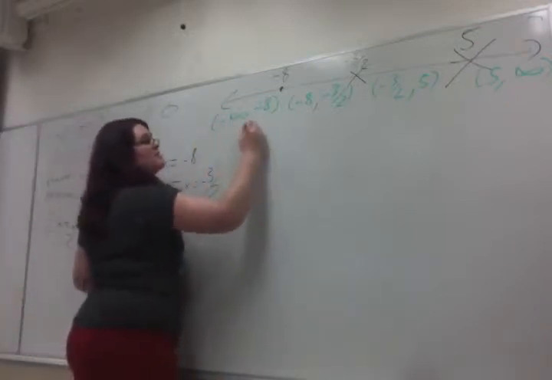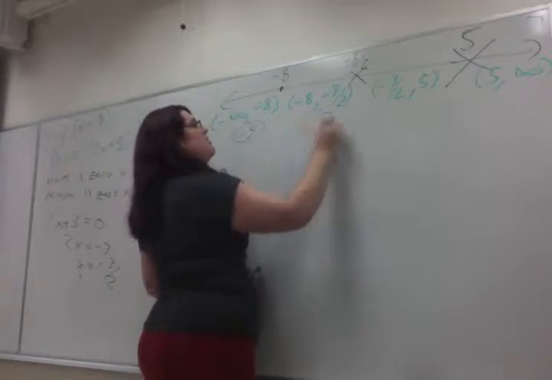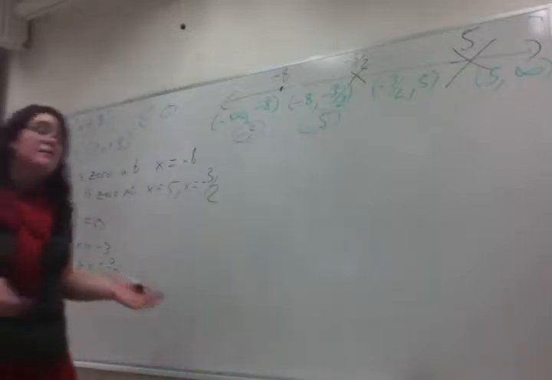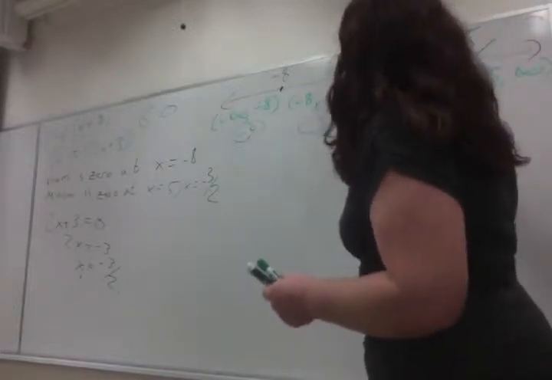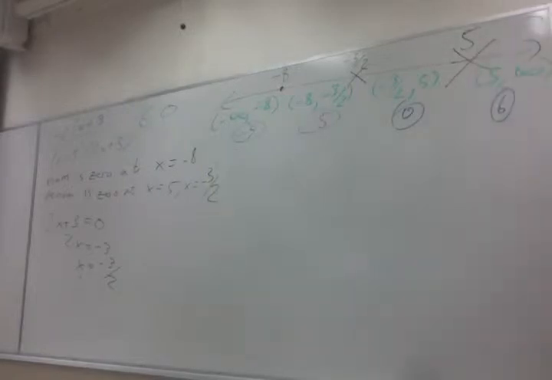Here I could pick, let's say, negative 9. Here I could pick negative 5. Negative 5 is between negative 8 and negative 3 over 2. Again, you can pick negative 4, you can pick negative 7, you can pick negative pi if you wanted to. I wouldn't advise it, but you could. Here, between negative 3 over 2 and 5, you could pick 0. Here you could pick 6. Again, which test points you pick shouldn't affect your answer.